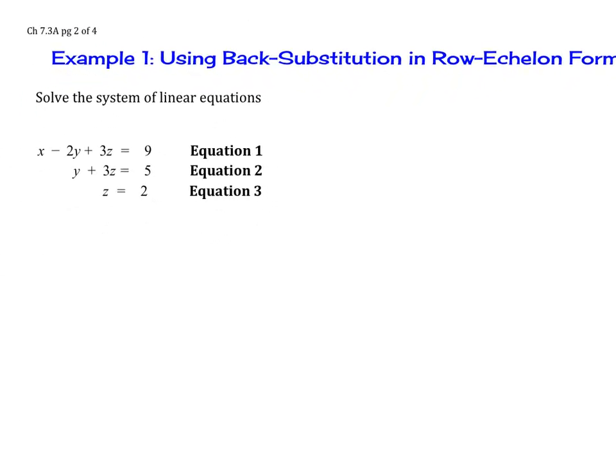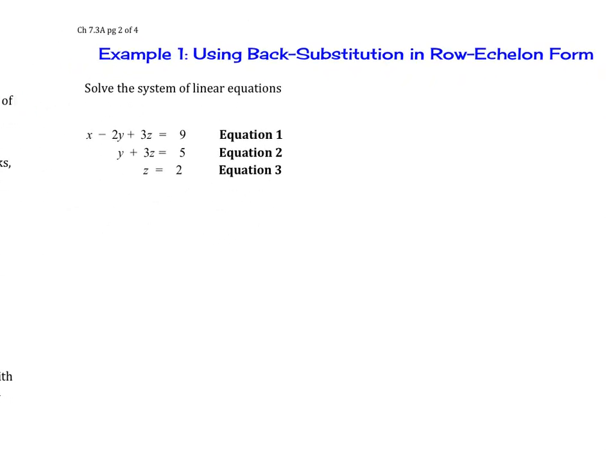So example 1, we're going to use back substitution in row echelon form in order to solve for x, y, z. We start with equation 3, and we're just going to plug in z here. So we have y plus 3 times 2 equals 5. So y plus 6 equals 5. Subtract 6 from both sides, so y equals -1.